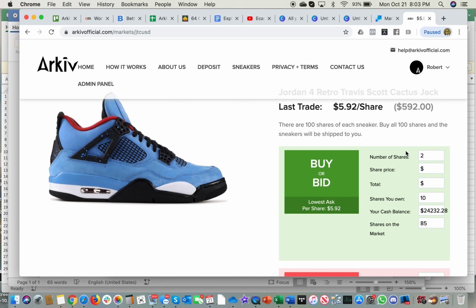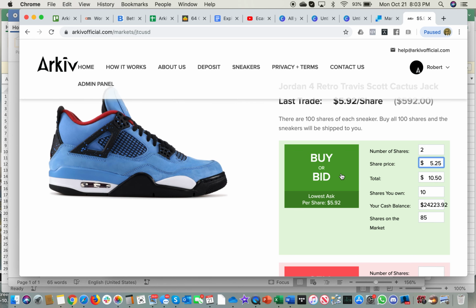So 2 shares, you don't think they're worth 592. And the good thing about our system, let's say you want to put in 5.25. Okay. So your total is going to be 1050. Currently, this account owns 10 shares and there's 85 shares on the market. So once you click buy or bid, it will just register your bid.